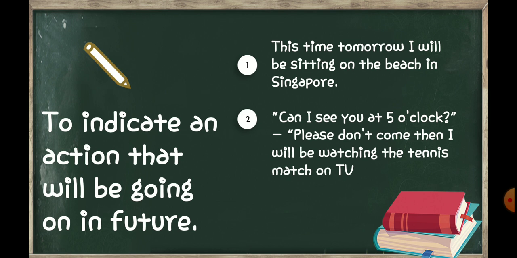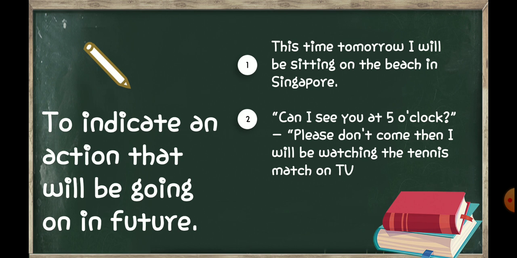See the example. This time tomorrow, I'll be sitting on the beach in Singapore. So you're referring to a future time, this time tomorrow, and you're stating the action in continuous form, that is, I will be sitting. So you know that you'll be doing this action at this time tomorrow. So you are stating it using future continuous tense.